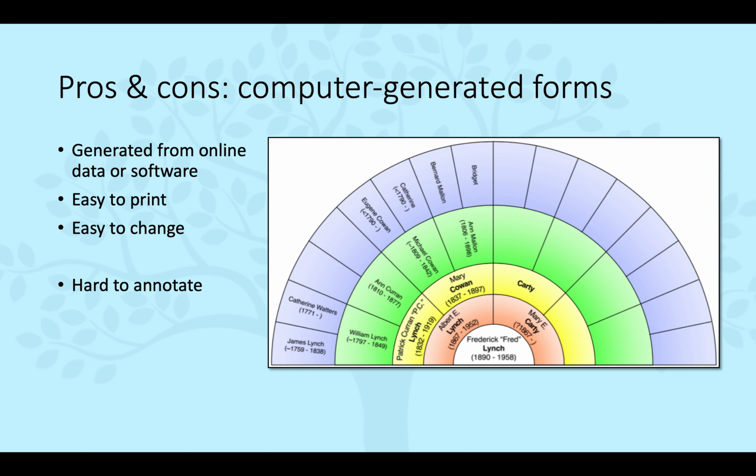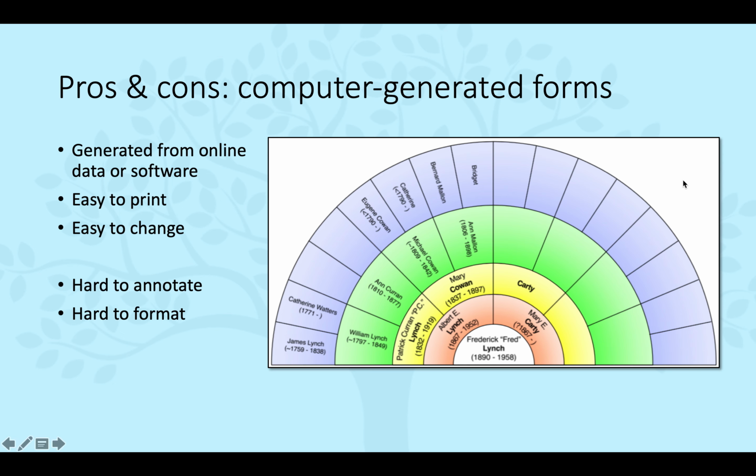The problem is they're hard to annotate. So this genealogy form here, this fan chart, if I wanted to add like a special note about this person, like we know he was born in Dublin, Ireland, I cannot do that because the way that this chart works is it only allows you to put in the name and the dates, nothing else. There's no customization. You can't add another field. I can't write something in up here.